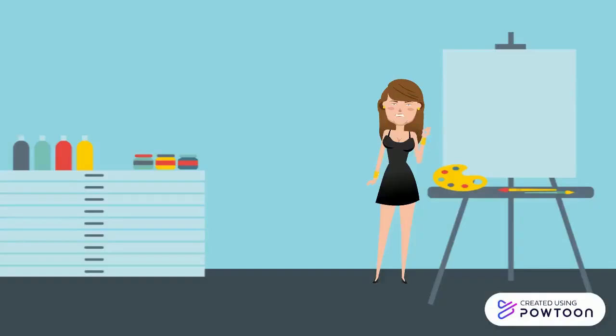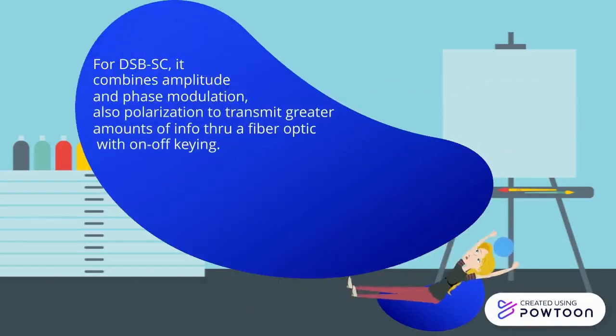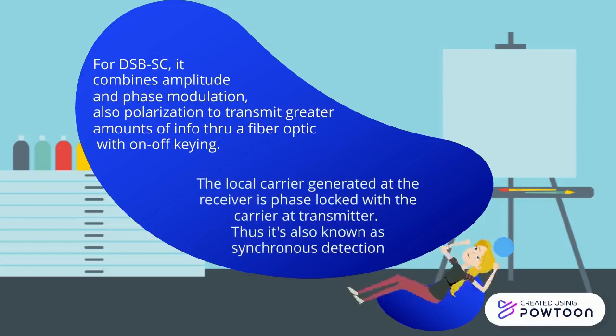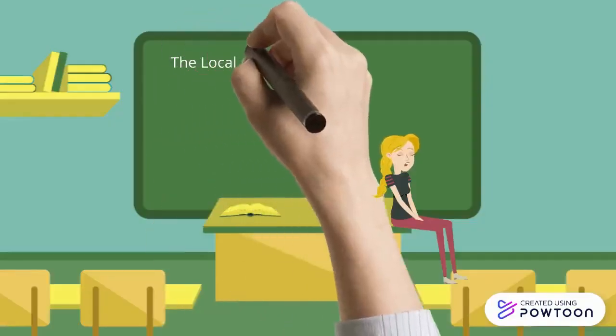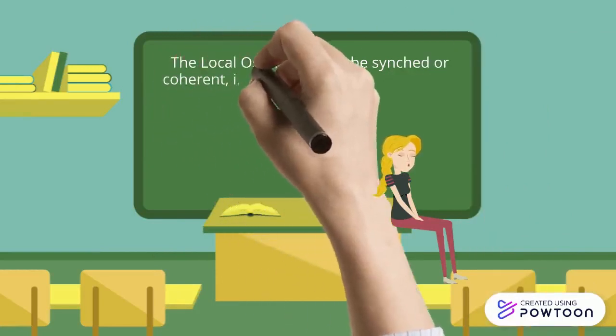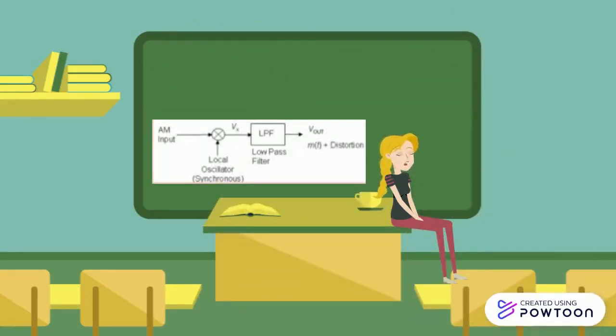Here we go with the coherent demodulation or synchronous. It combines amplitude and phase modulation, also polarization, to transmit greater amounts of information through a fiber optic without keying. The local carrier generated at the receiver is phase-locked with the carrier at the transmitter, thus it is also known as synchronous detection. The local oscillator must be synchronized or coherent, which means it has the same frequency and is in phase with the carrier in the AM signal.